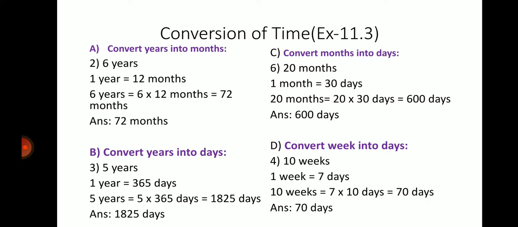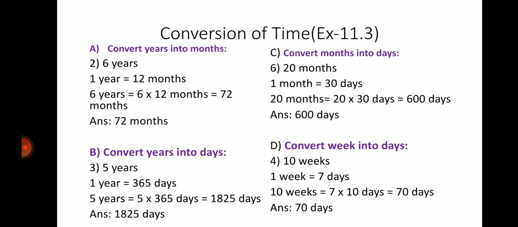A2, convert years into months. 6 years. So what we know? 1 year is equal to 12 months. So 6 years means 6 into 12, that is 72 months. B, convert years into days. So we know 5 years need to be converted into days. We know 1 year is equal to 365 days. So 5 years means 5 into 365, that is 1825 days.